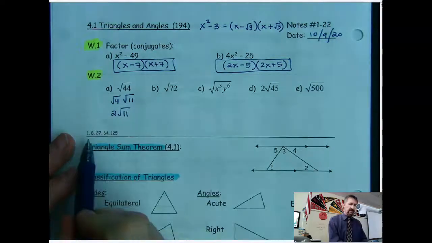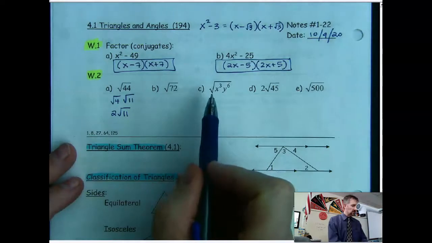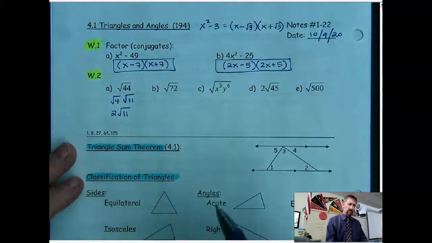So here's a list of some, oh, those are perfect cubes. Wonder why we had that in there. None of these are cubed. Interesting.